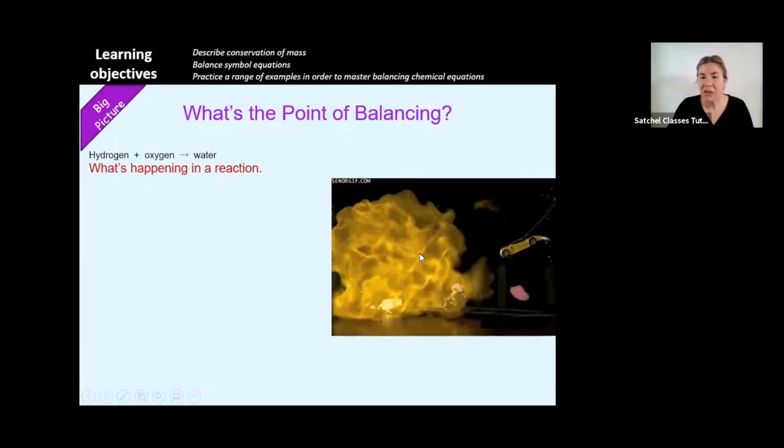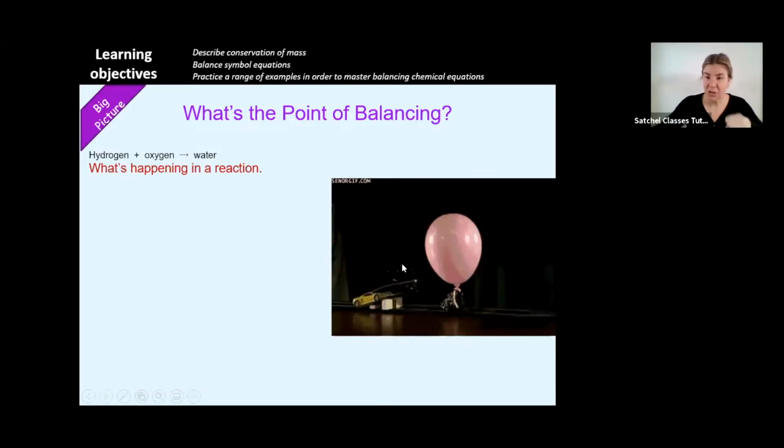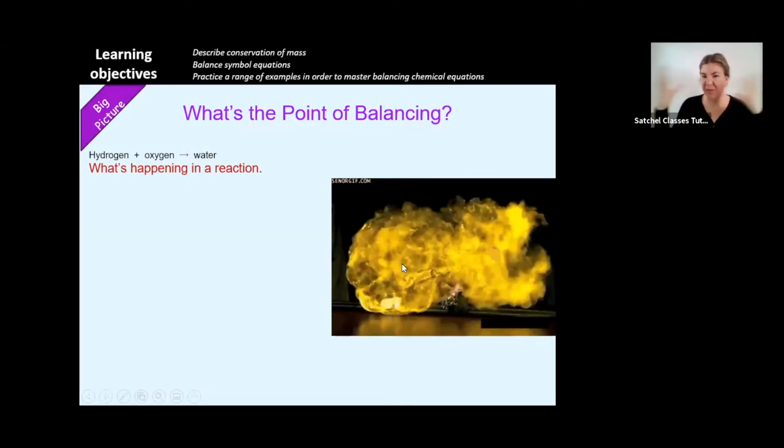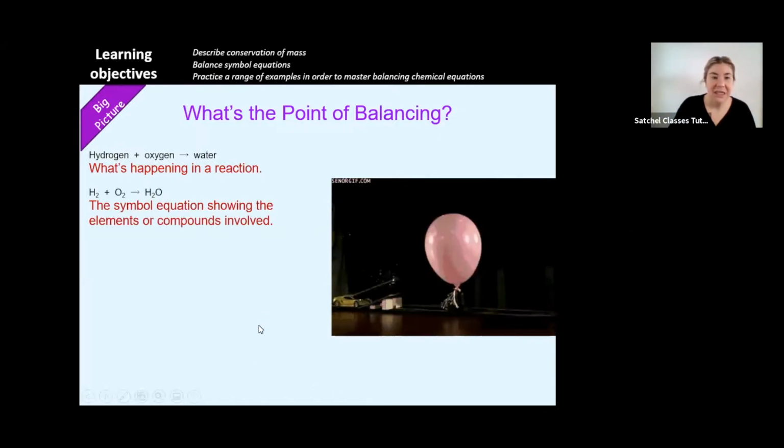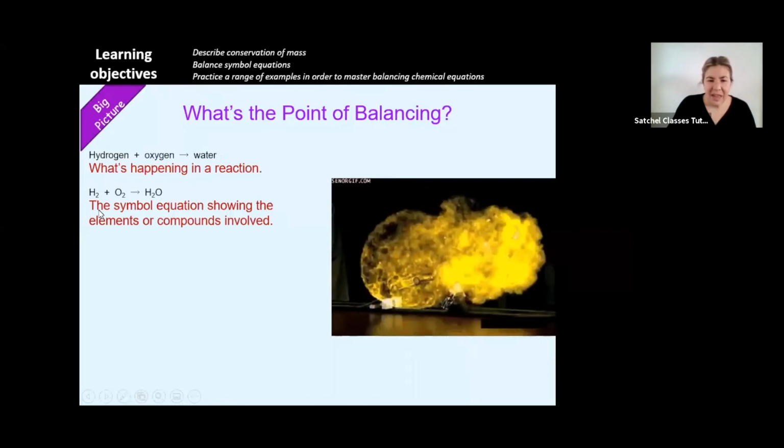You probably won't see lots of droplets of water because if the reaction is so explosive, it evaporates straight away. But this is actually showing what's happening in the reaction. You might be familiar with this kind of reaction.